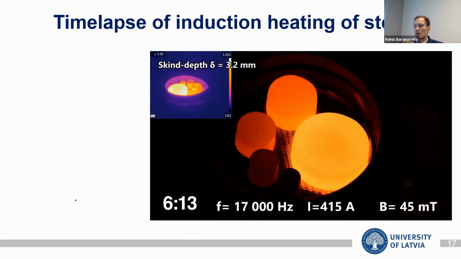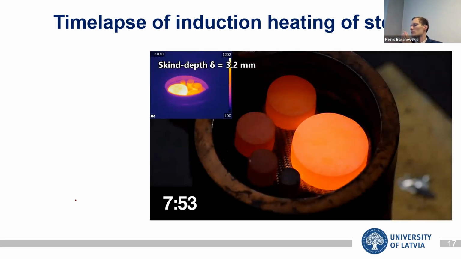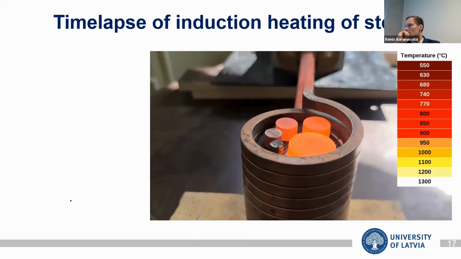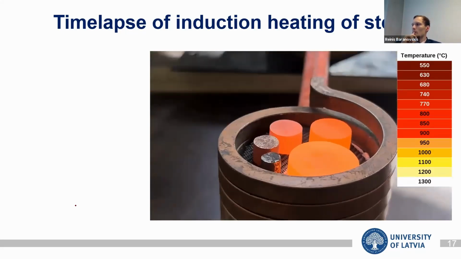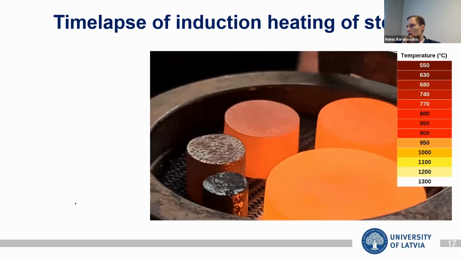Otherwise, your coil would overheat, and all of the inductors are usually water cooled. That's an experimental property. And skin depth for these material properties would be around 3 millimeters. And judging by temperatures, we can heat steel to about 1000 degrees.